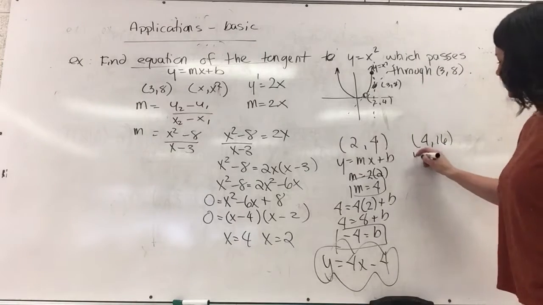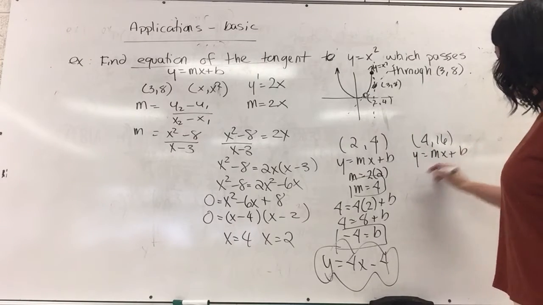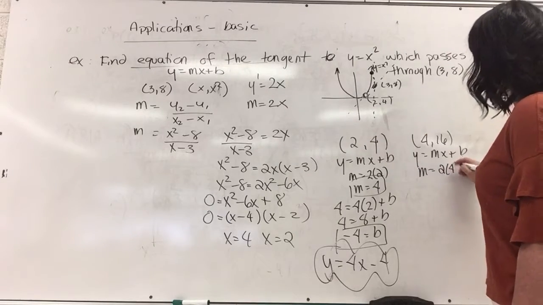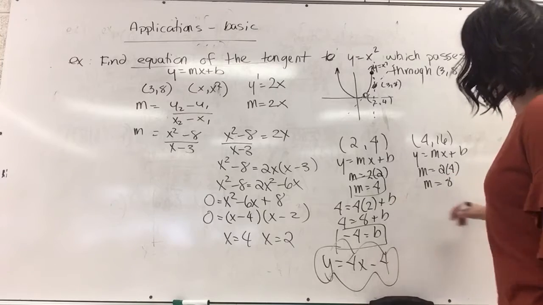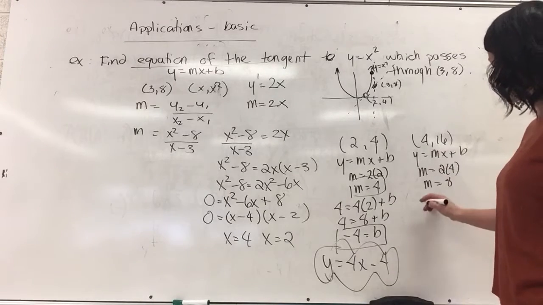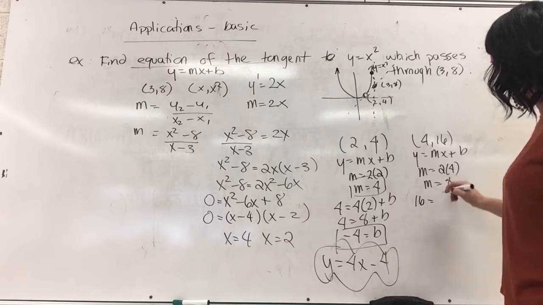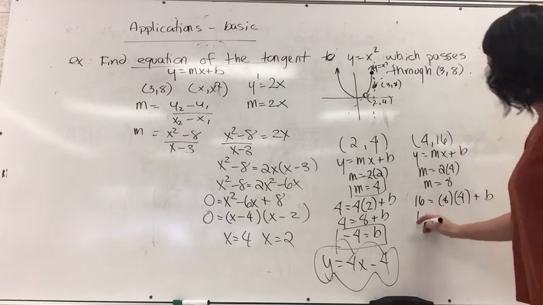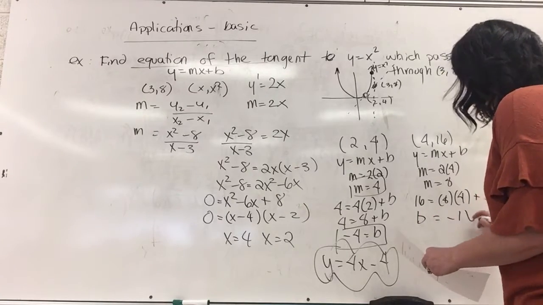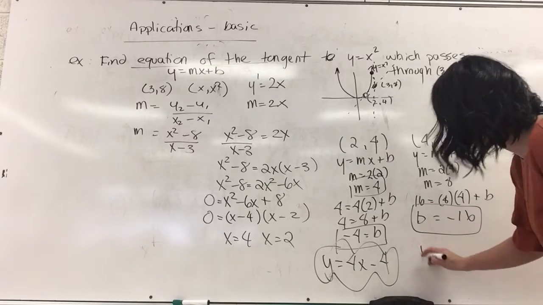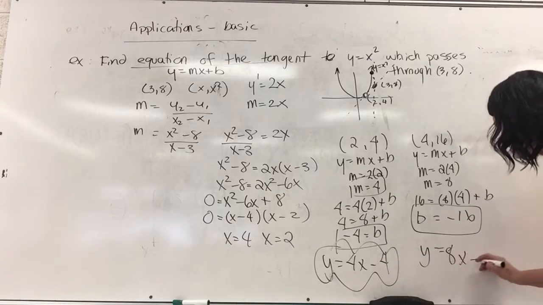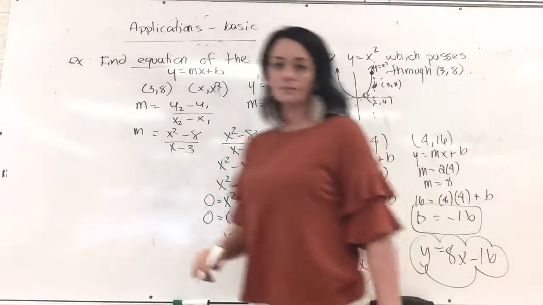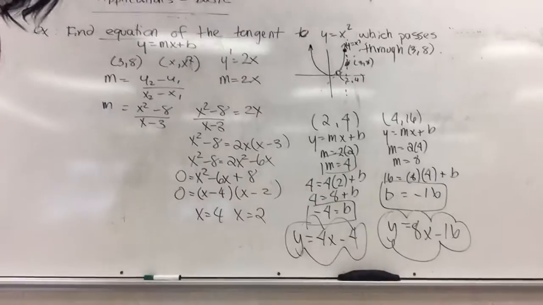Same thing over here, y equals mx plus b. I'm going to find m by plugging x into my formula for m, so 2 times 4, so m equals 8. Then I'm going to plug it all into y equals mx plus b to solve for b, so b equals -16, and then I have y equals 8x minus 16. There you go, there's another application. Can you see over there? There you go.